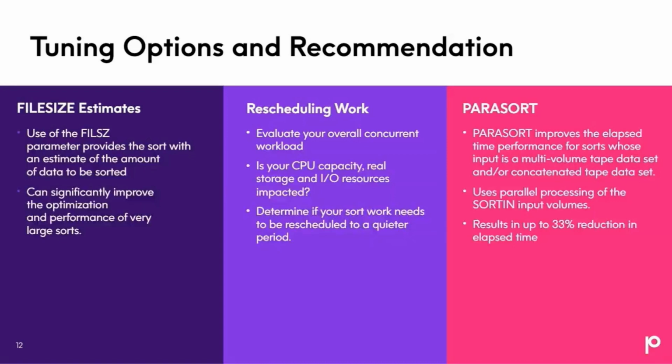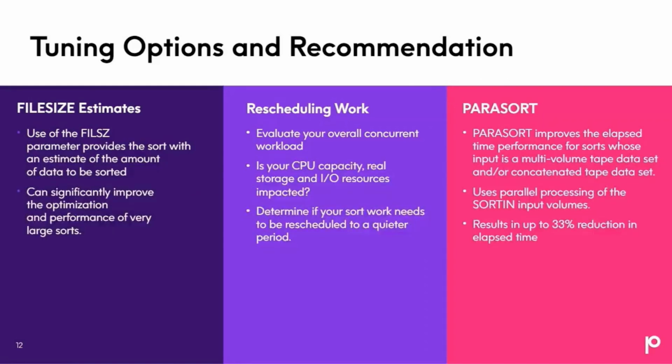An important input to the optimization process is the estimated file size. The sort has code to determine how much data will be sorted. There are only two circumstances when the sort is unable to get a good estimate. The first is when the input is read from a compressed foreign tape that has significant compression. The second is when the input is supplied completely by an input exit. The lack of a good file size estimate becomes an issue when the amount of data to be sorted is over a gig. Use of the file size parameter can supply the sort with an estimate of the amount of data to be sorted. This can significantly improve the optimization and performance of very large sorts.